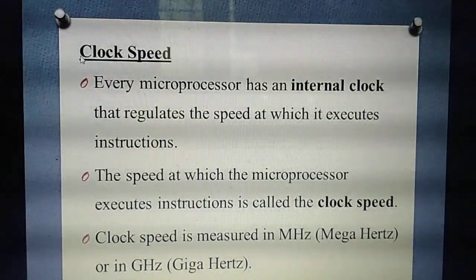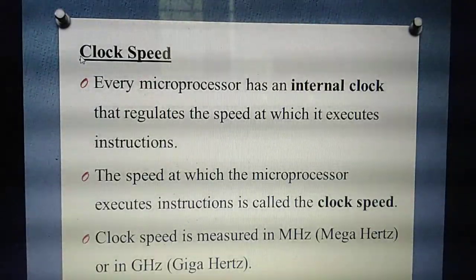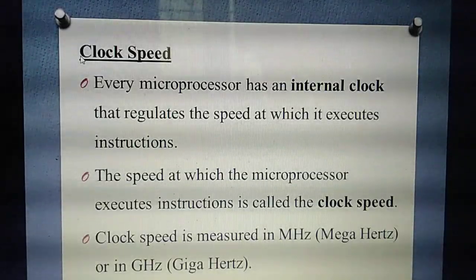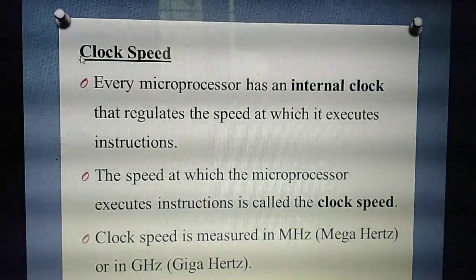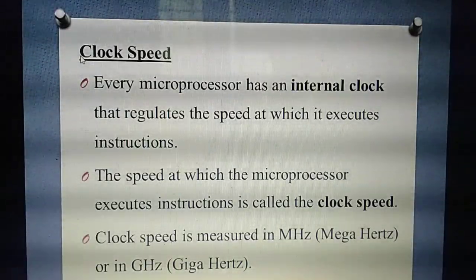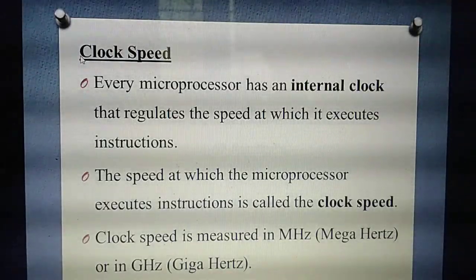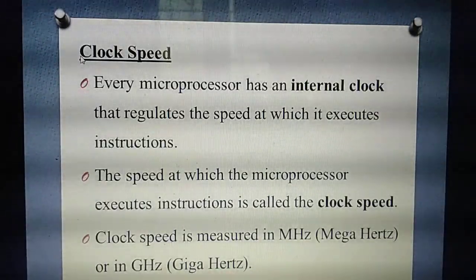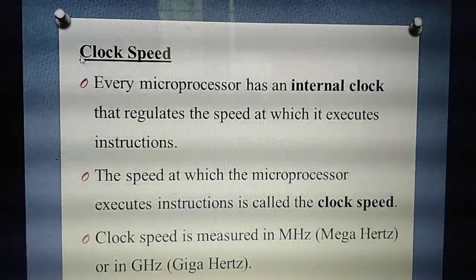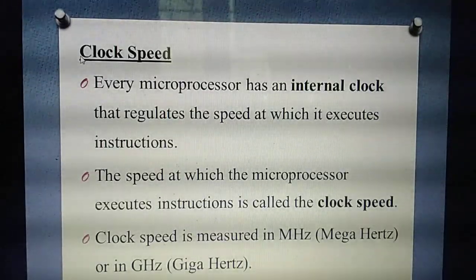Each and every microprocessor has an internal clock. What's the meaning of clock? Normally what's the use of a clock? We see the time. What's the time now? How much is the duration? Likewise, we are giving some instructions for the processor to execute, isn't it? So this clock will regulate the speed of instruction, at what speed the particular instruction needs to execute.